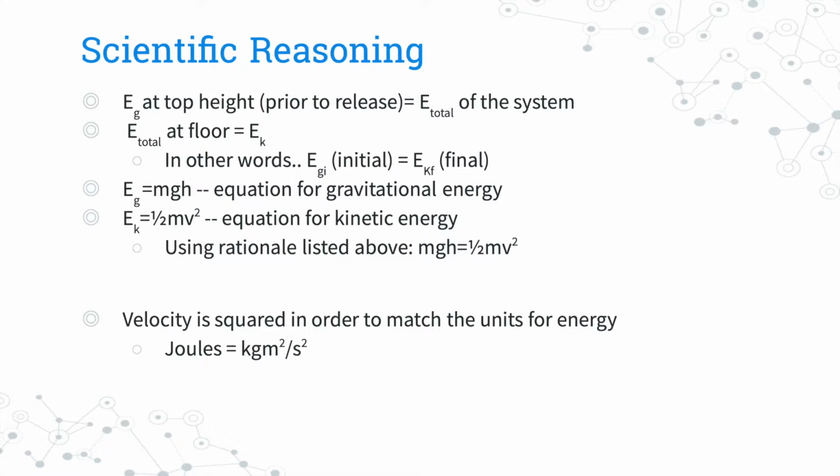Using this rationale and the conservation of energy, we know that the total gravitational energy we calculate will be the total kinetic energy we calculate. And our rationale for why the velocity is squared in the kinetic energy equation is in order to match the units for energy, which are kilograms meter squared over second squared.